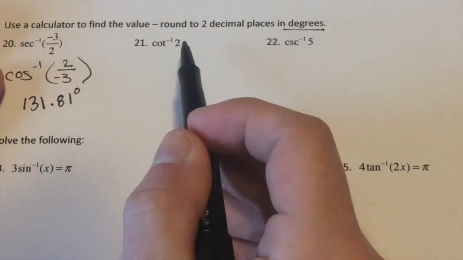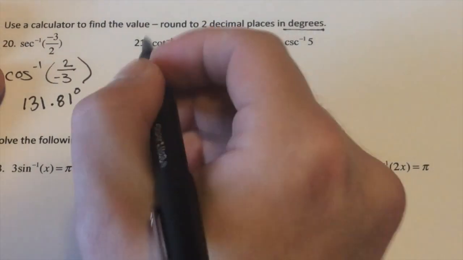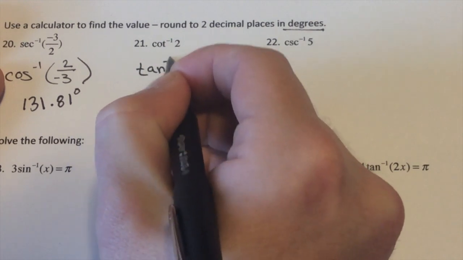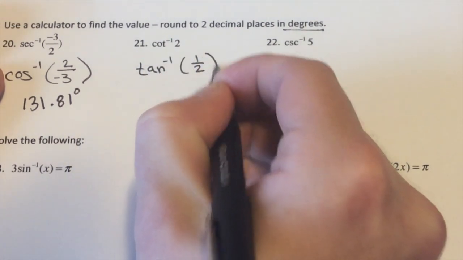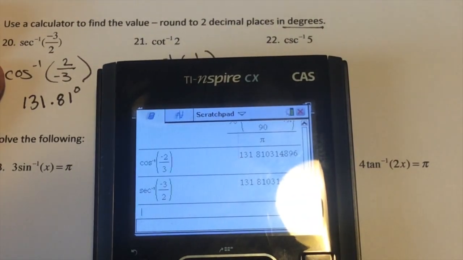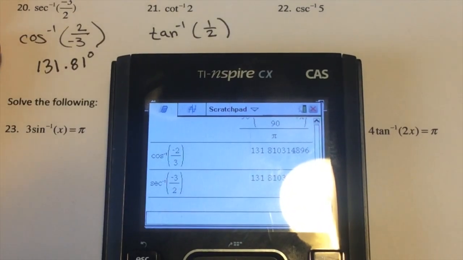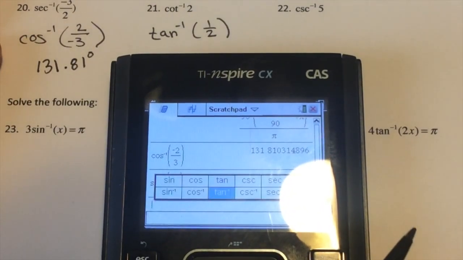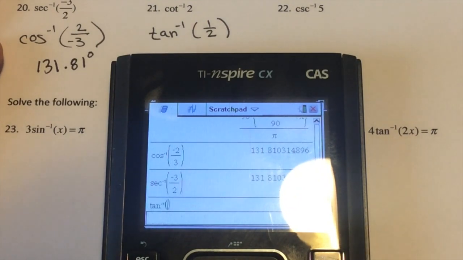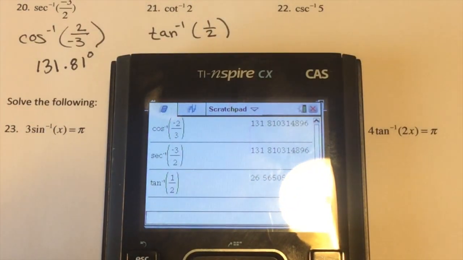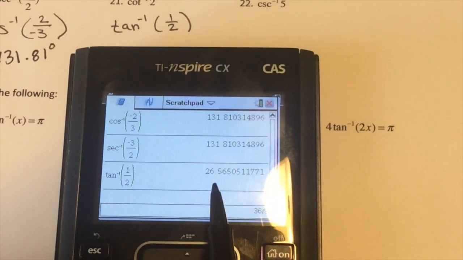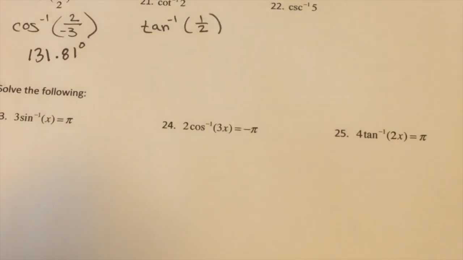So inverse cotangent of 2 is the same as the inverse tangent of 1/2. So I'm going to hit inverse tangent of 1/2. Enter. I get the glare out of there. 26.565, so 26.57 degrees.